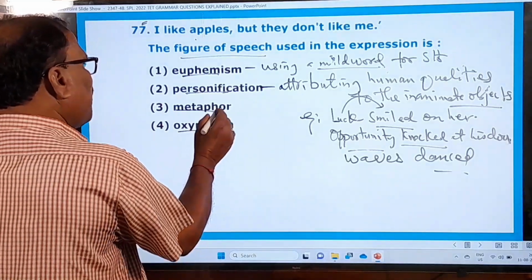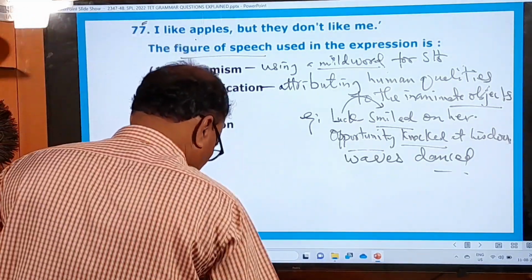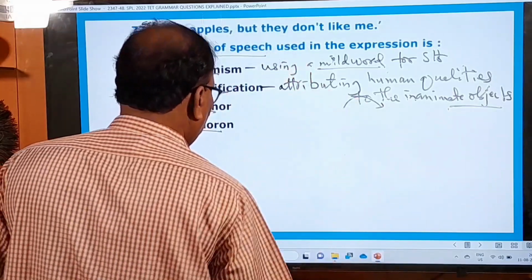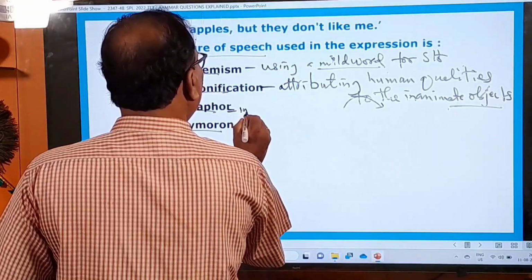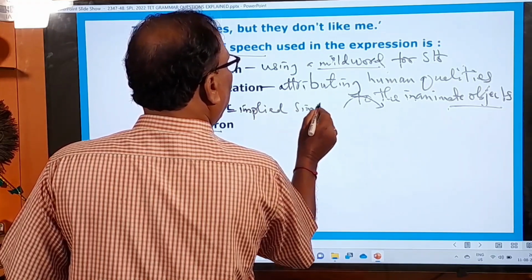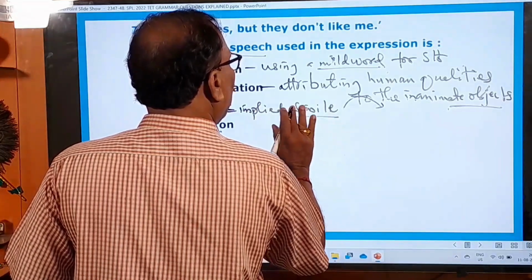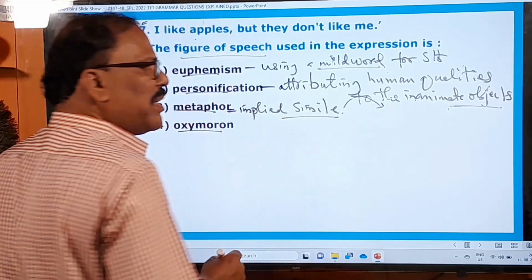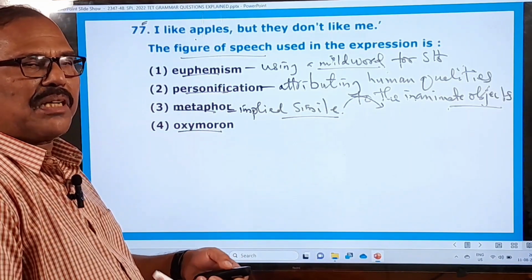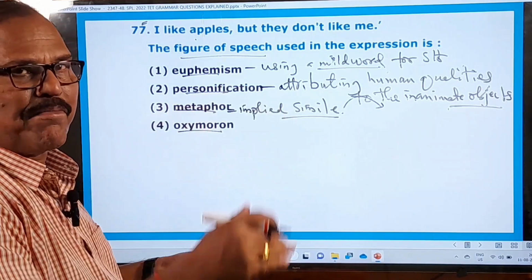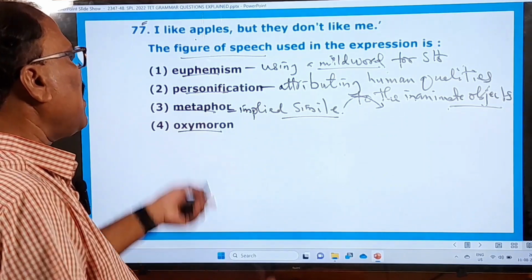Leave it. And next comes metaphor. Metaphor means what? Metaphor means implied simile, implied comparison. Okay, simile means it compares one person with another person, one thing with another thing. Simile, upamalankara. Metaphor means implied simile.